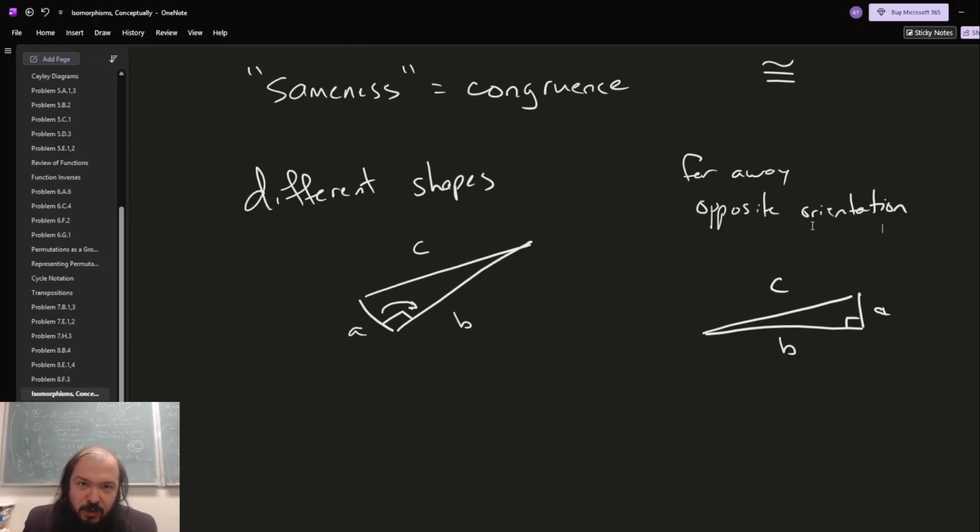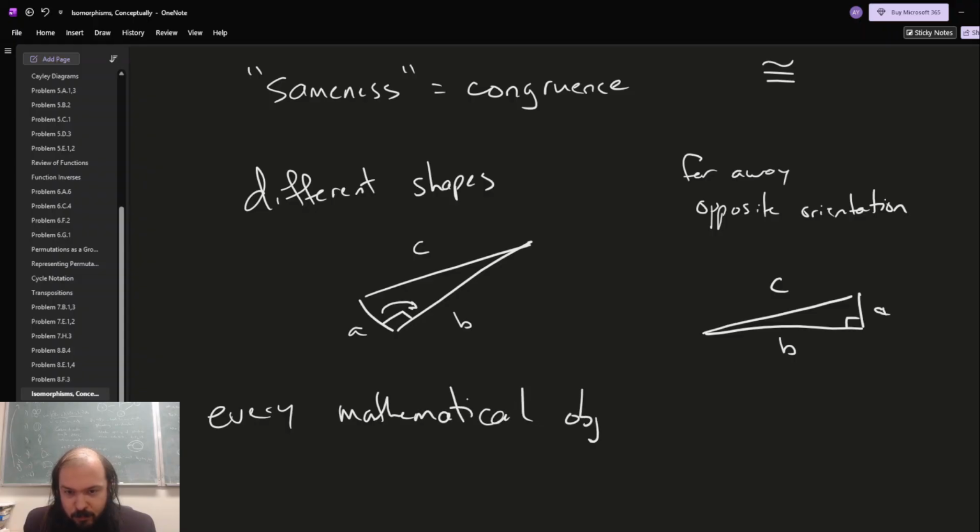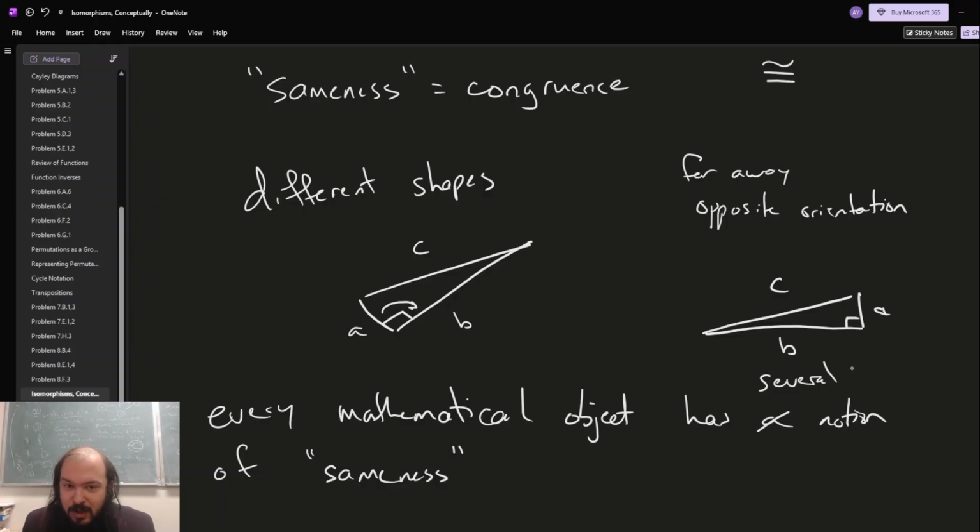So in essence, every self-respecting mathematical object, probably should put this on our little board, has a notion of sameness. And there's usually even more than one notion of sameness, where you can be literally equal, as in like the two triangles are exactly the same. They have the same three vertices, so they're literally on top of each other.